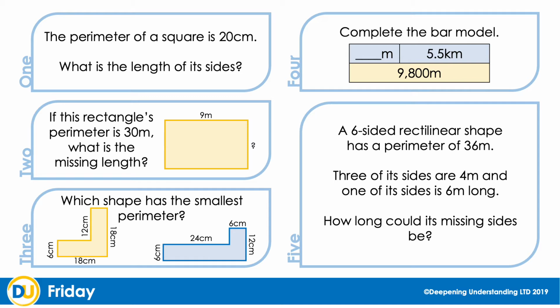Number 5. A six-sided rectilinear shape has a perimeter of 36 metres. 3 of its sides are 4 metres and 1 of its sides is 6 metres long. How long could its missing sides be? So I worked out 3 fours are 12, add the 1 times 6, so that's 18 metres. So I've got 18 metres left for the 2 sides. So it could be any 2 numbers that add up to 18.